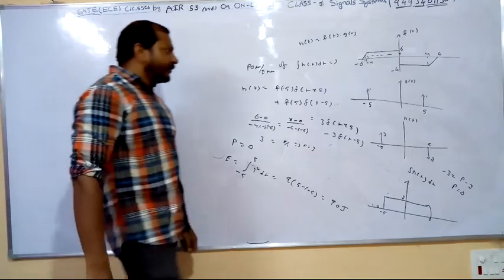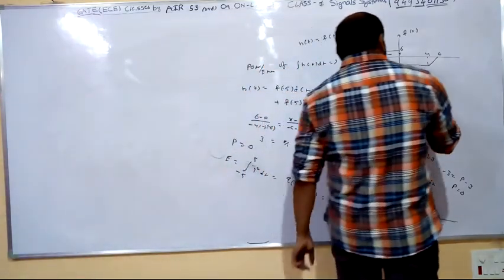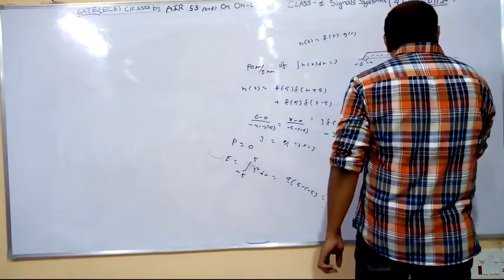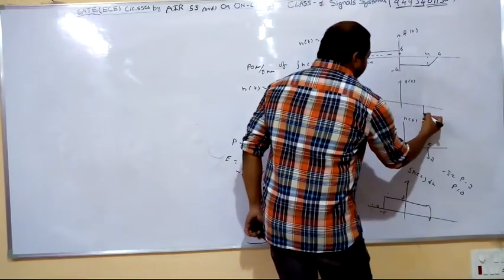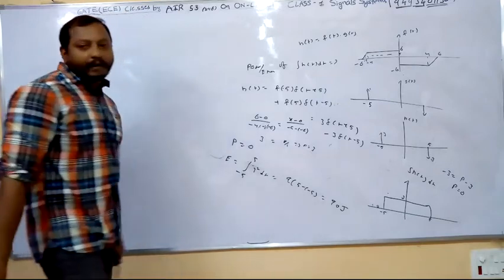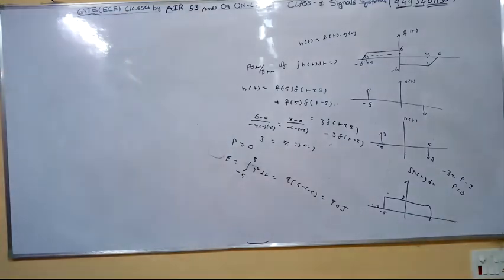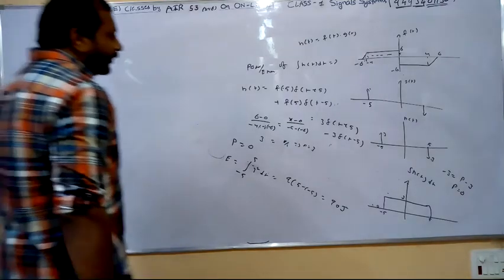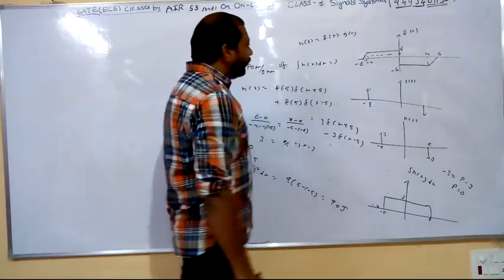If suppose the given function g of t is given like this, then what will be the energy or power of the signal? Write it down.